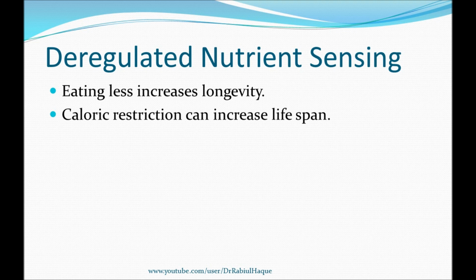So first we have to talk about the insulin and insulin-like growth factor signaling pathway, and then we will talk about sirtuins. That is one type of protein, because these two things play a role in nutrient sensing, and then nutrient sensing also plays a role in cellular aging whenever that is not regulated properly.